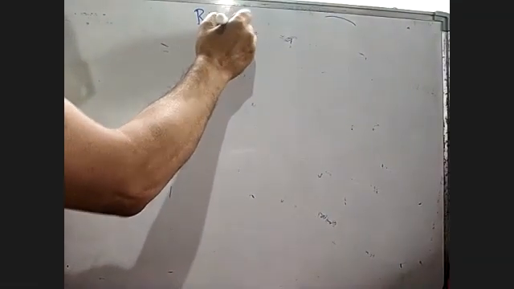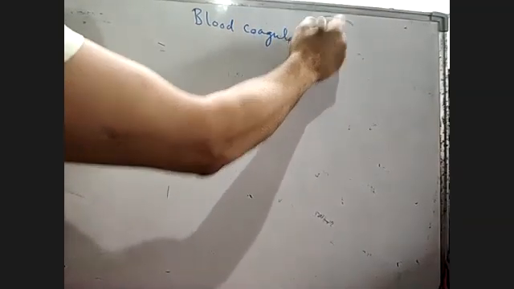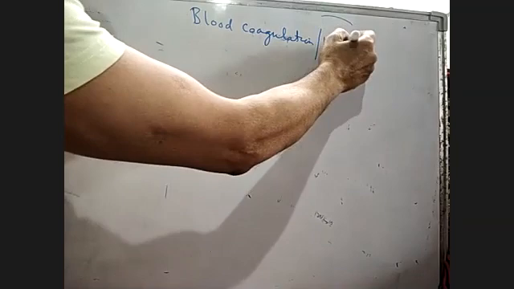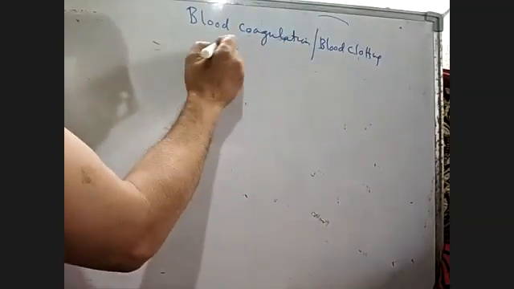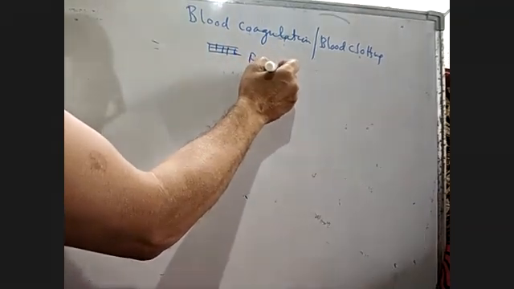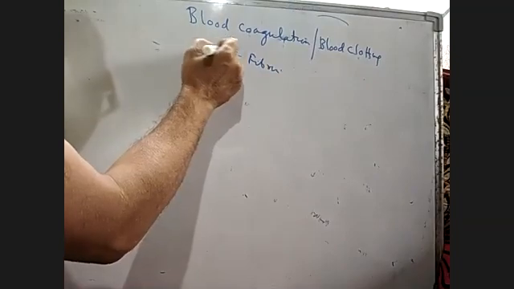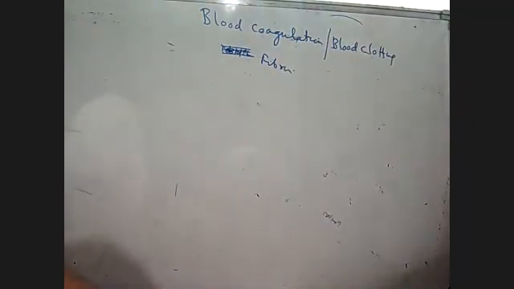Now we go to blood coagulation, or blood clotting. Here a mesh-like structure is formed at the site of injury. This is called fibrin, and fibrin stops the blood cells and material from going out. This is the simple thing I told you.